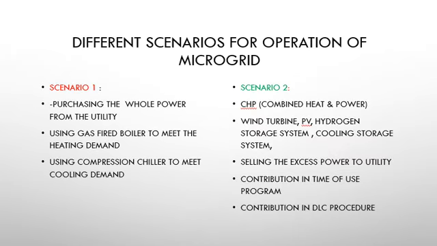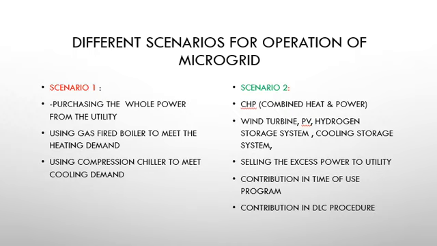In order to demonstrate the pros of using distributed energy resources and the DRP program, the result of the optimal configuration of the microgrid is compared in two different scenarios. In the first scenario, the microgrid should meet the demand load by purchasing the whole demanded power from the utility and using a gas-fired boiler and compression chiller to meet the heating load and also the cooling load.